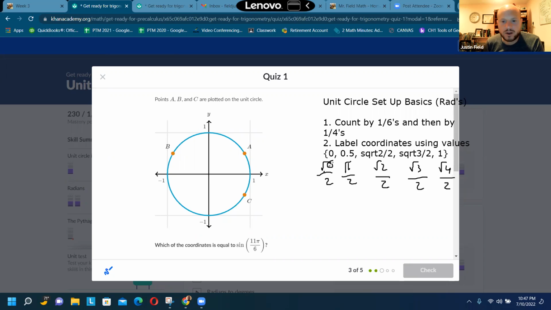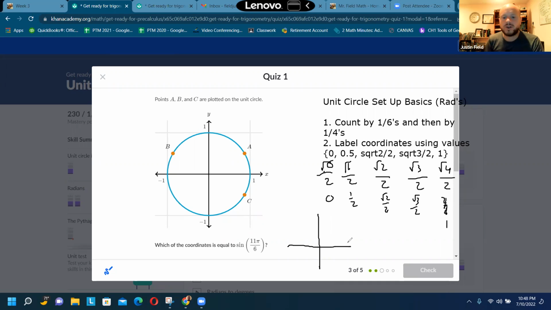How crazy is that? 0, 1, 2, 3, 4, 2, 2, 2, 2, 2. And so what is this? That ends up being 0, that ends up being 1/2. This we leave as that, this we leave as that, and this is 2 over 2, which is 1. So you can remember those, and we can draw our unit circle.